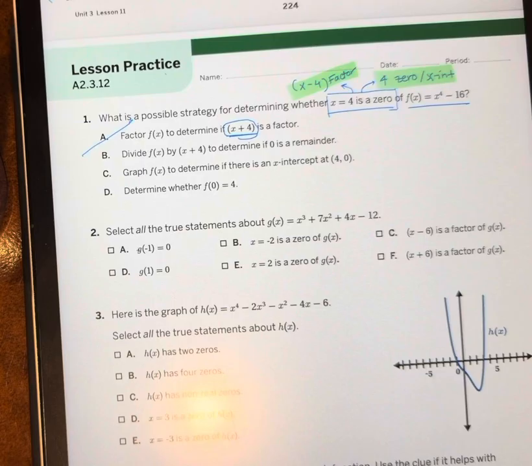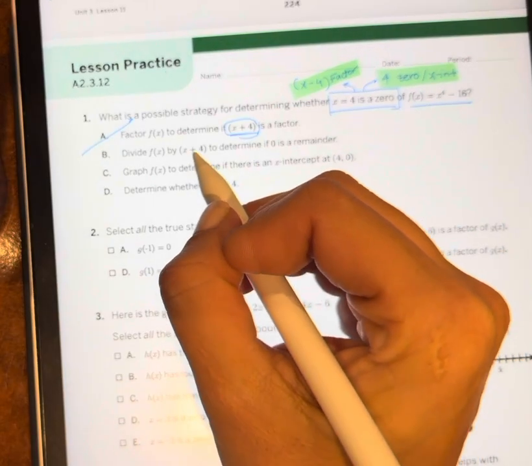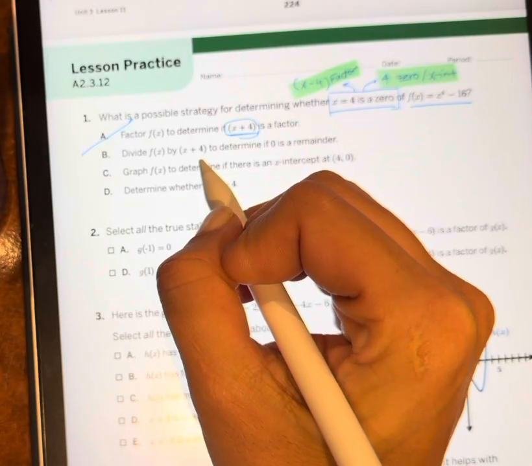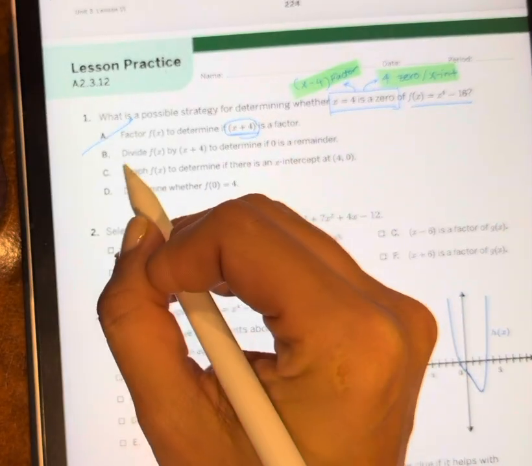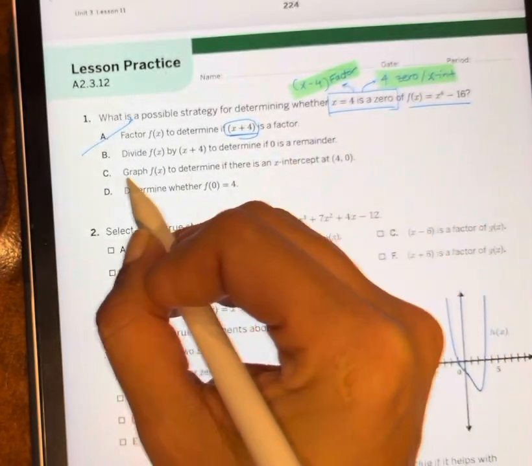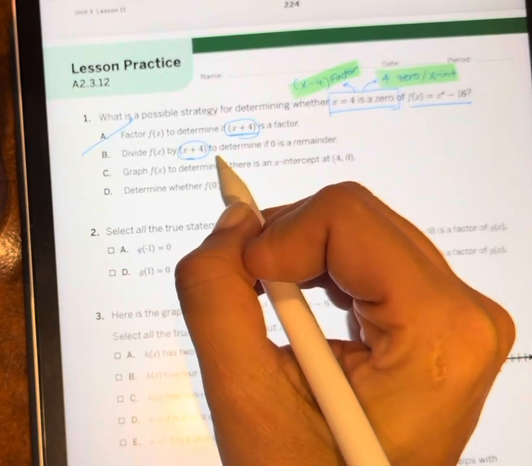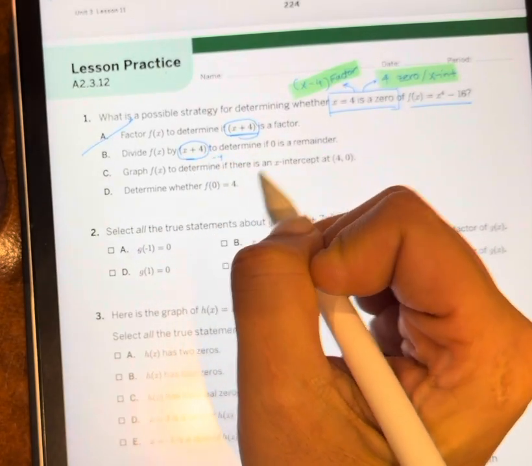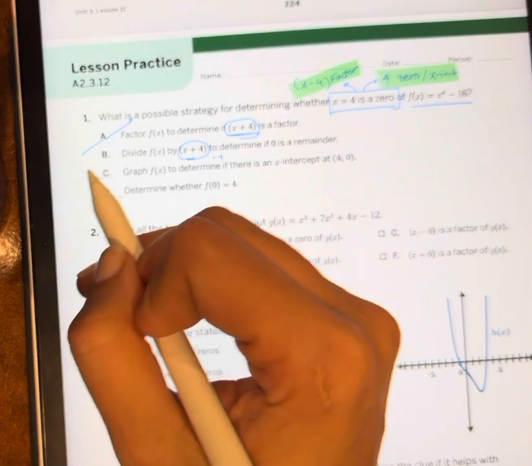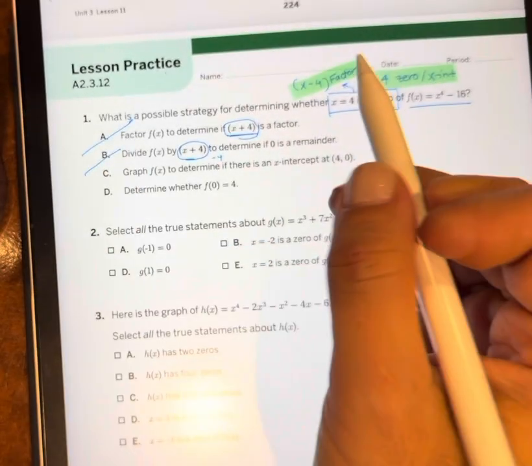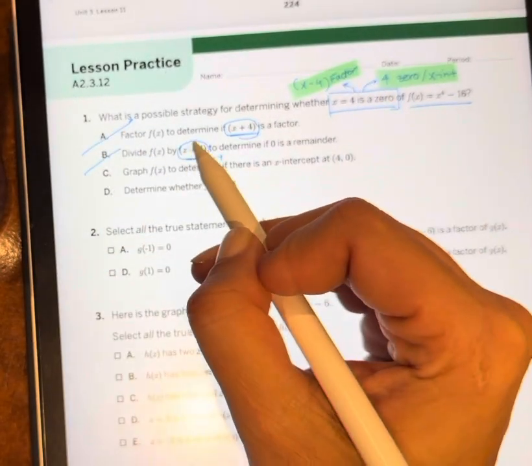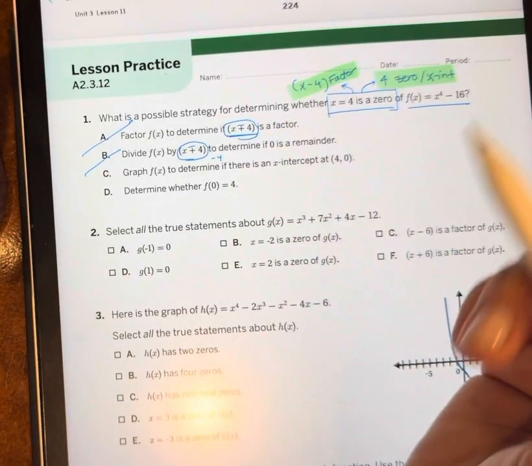Okay, next. Divide f of x by x plus 4 to see if 0 is a remainder. Again, it sounds solid. However, x plus 4 would only tell us if negative 4 is a 0. We're trying to see if positive 4 is a 0, so it's not good. I would be circling these if these were x minus 4s.